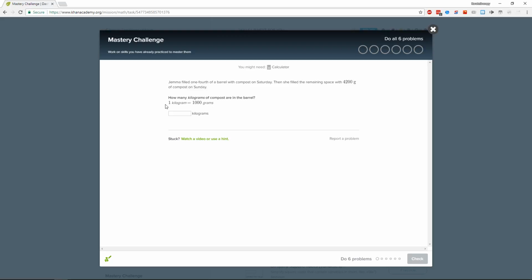Filled 1/4 of the barrel with compost. Then she filled the remaining space with 4.2 kilograms of compost. How many kilograms are in there?